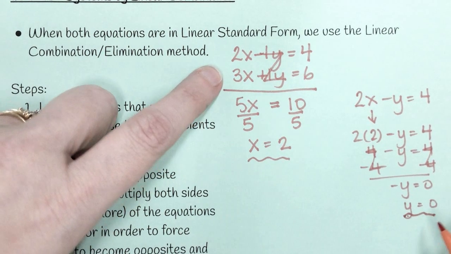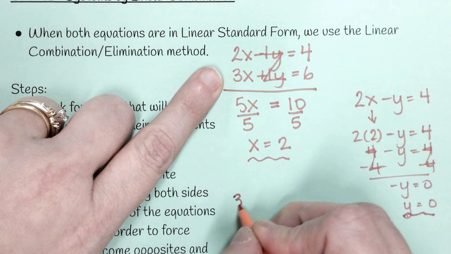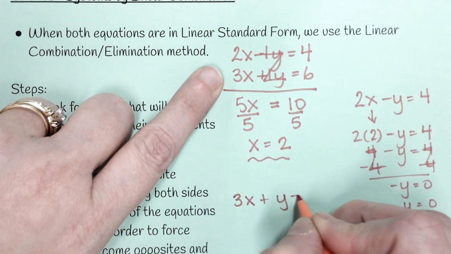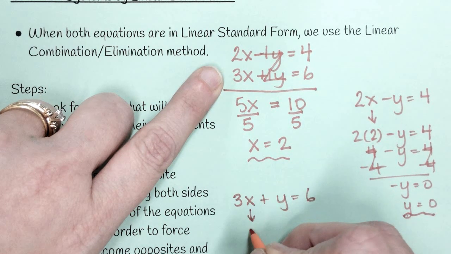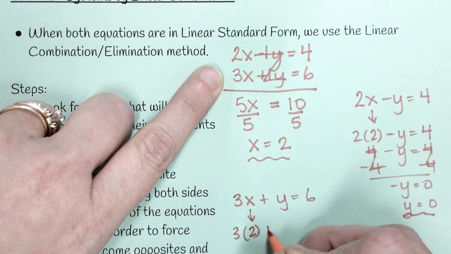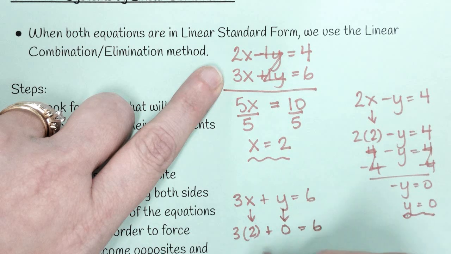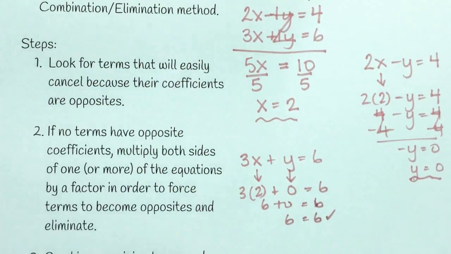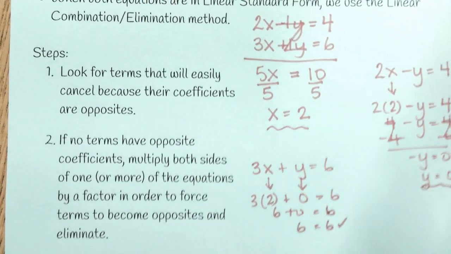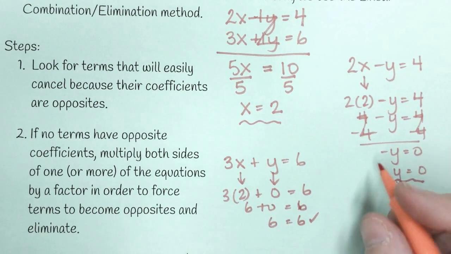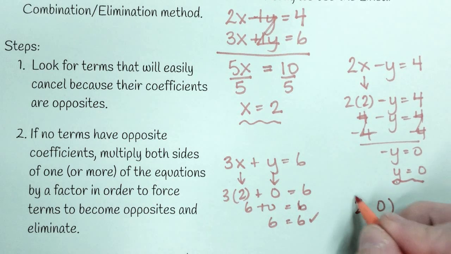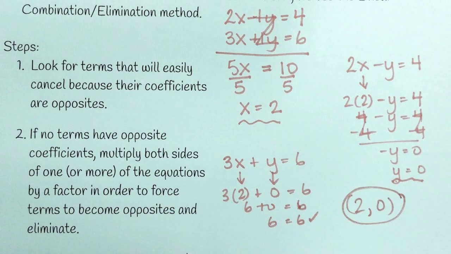I'm going to use my remaining equation to prove it. 3x plus y equals 6. Well, x is 2. 3 times 2 plus 0 equals 6. Well, 6 plus 0 equals 6. That's true. Okay? So I was able to use linear combination and prove that my coordinate is 2, 0. That is the solution to this system.